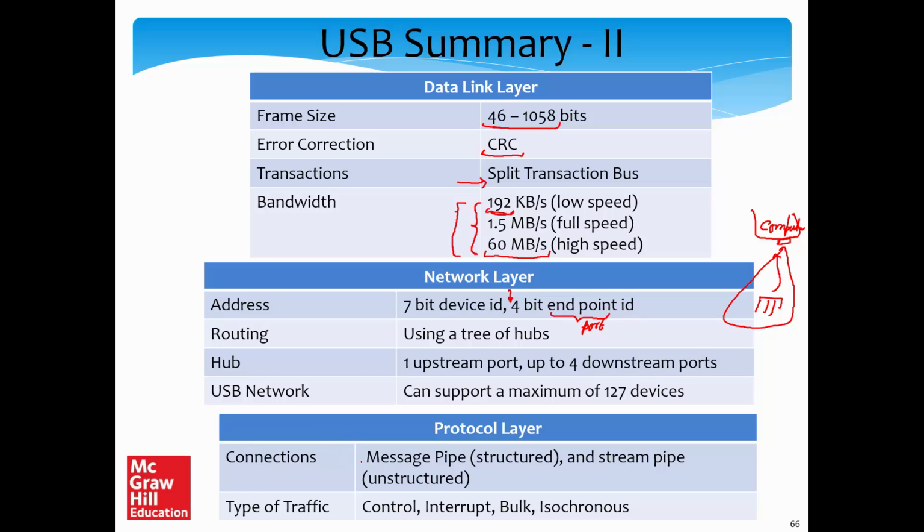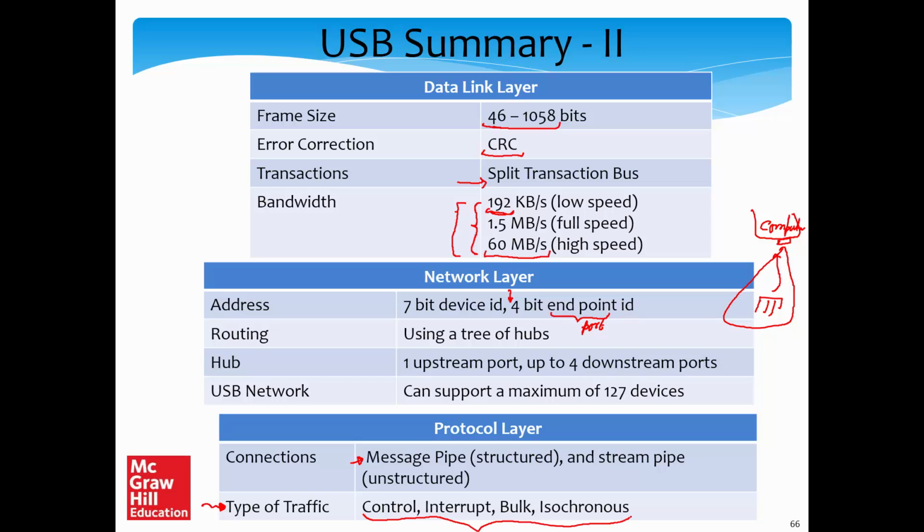So for the connections, we can have two pipes. You can have a message pipe, which is structured and acknowledged, and a stream pipe, which is unstructured. And we can have 4 types of traffic, which will have different frame sizes, and of course, even at the protocol layer. So as was discussed, for these 4 kinds of traffic, there are changes in all layers, starting with a different frame size in the data link layer, to better network support at the network layer, to some more support at the protocol layer.